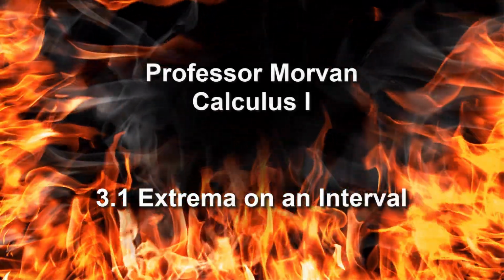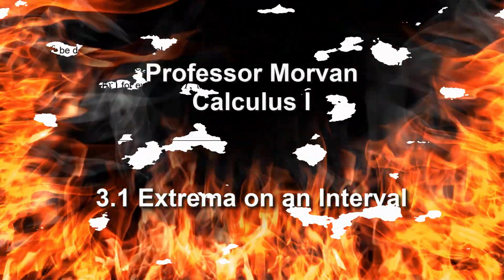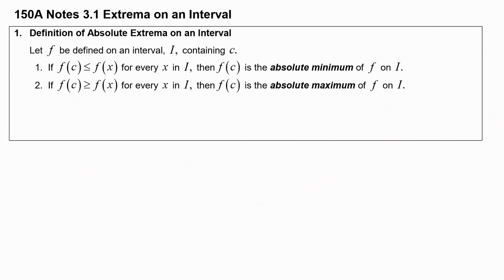In this section, you will learn about extrema on an interval. First up, the definition of absolute extrema on an interval. Let f be defined on an interval I containing c. Now remember, for f to be defined, that means every x value that you plug in outputs a y value. There's no x values for which the y value does not exist. And the interval I is talking about an x interval, and it contains an x value of c.